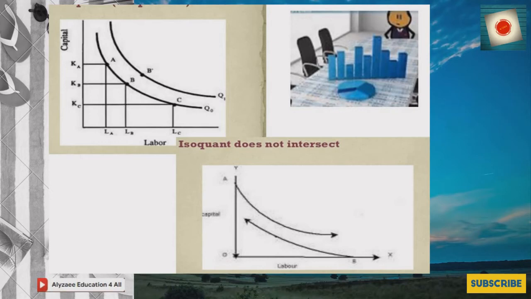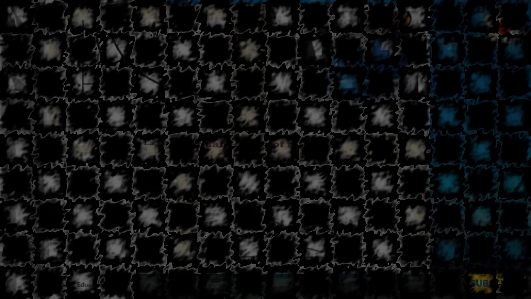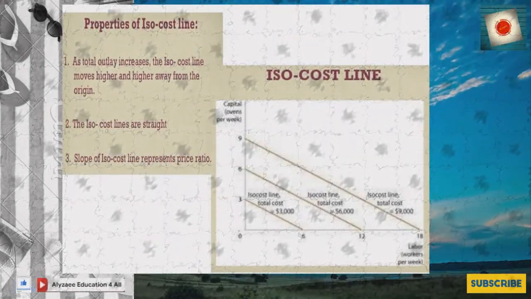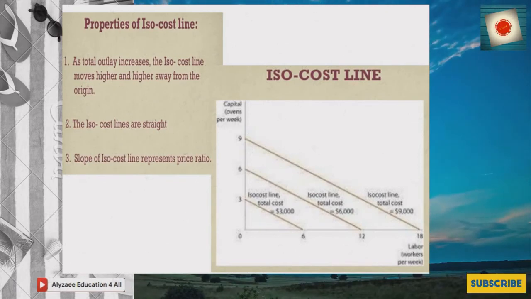सो एक पॉइंट यहाँ पे नोट करने के लिए कि isoproduct में आपस में लाइंस एक दूसरे को इंटरसेक्ट नहीं करती. Isocost lines: as total outlay increases, the isocost line moves higher and higher away from the origin. The isocost lines are straight.